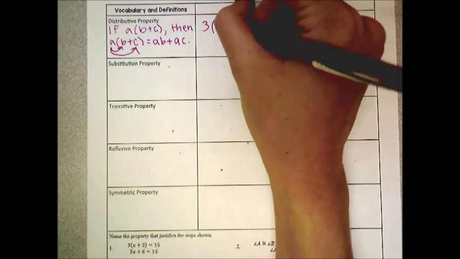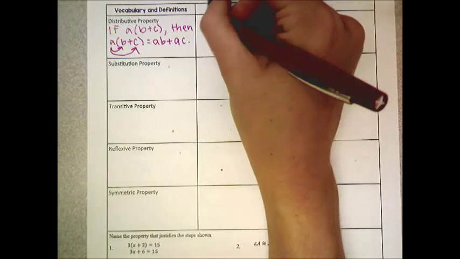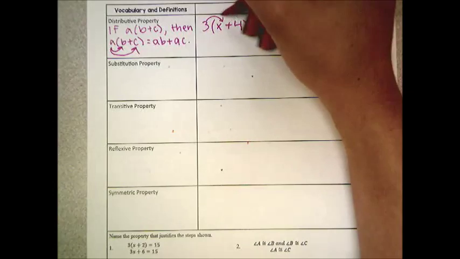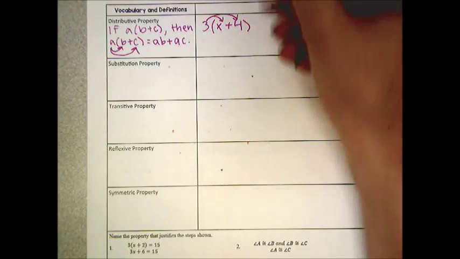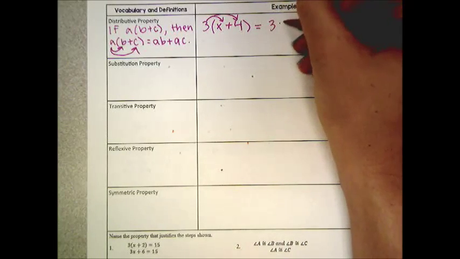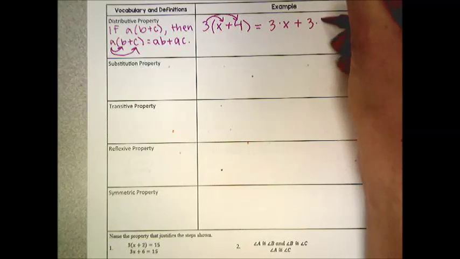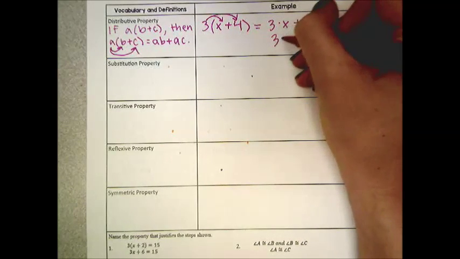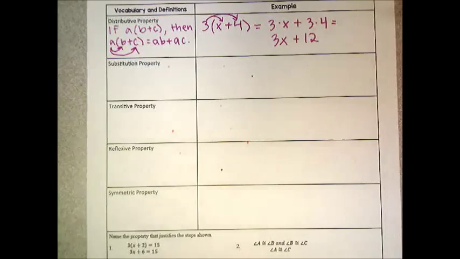So just a quick example for you guys. 3 parentheses x plus 4. Remember, you just distribute that 3 across. So we end up with 3 times x plus 3 times 4, which gives us 3x plus 12.